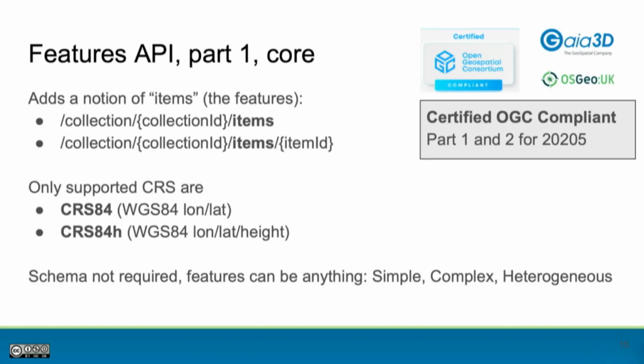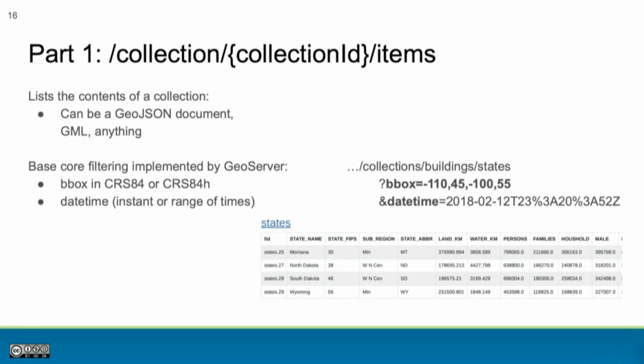So for part 1, this only lists the collections, and the only coordinate reference system that is supported is WGS 84. Part 2, so the content here from part 1 can be GeoJSON, GML, any of the formats that GeoServer supports. And you can see how to do a query just with bounding box and date time.